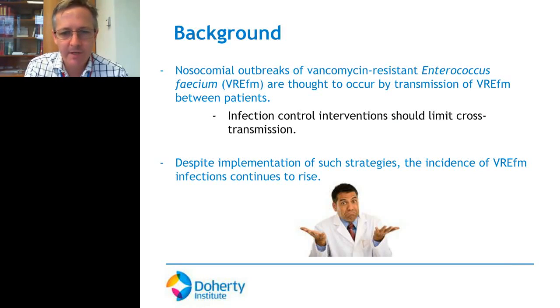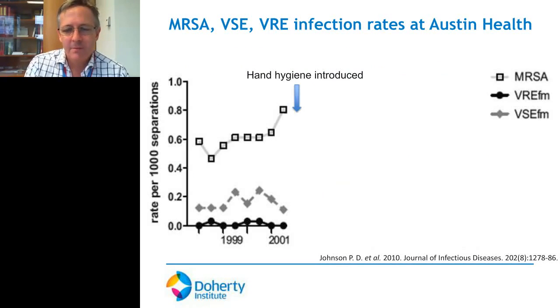So nosocomial outbreaks of VRE are thought to occur by transmission between patients, and therefore effective infection control interventions really should limit cross-transmission. But despite implementation of such strategies, the incidence of VRE infections continues to rise in Australia. And we're particularly concerned because we have a very effective national hand hygiene program within Australia, and that's been very effective actually at reducing the number of MRSA infections.